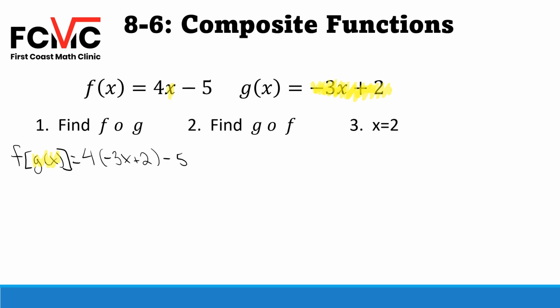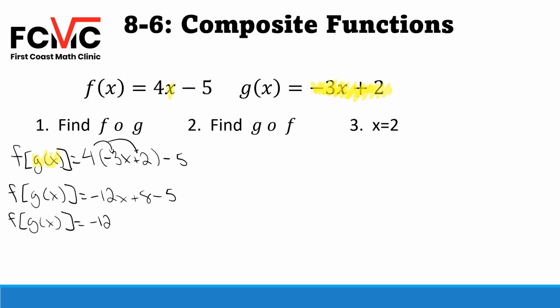So let's simplify this. f of g of x equals, distribute the 4 in the parentheses. We get negative 12x plus 8 minus 5. And then f of g of x equals negative 12x plus 3. I'll draw a little line here to separate this.